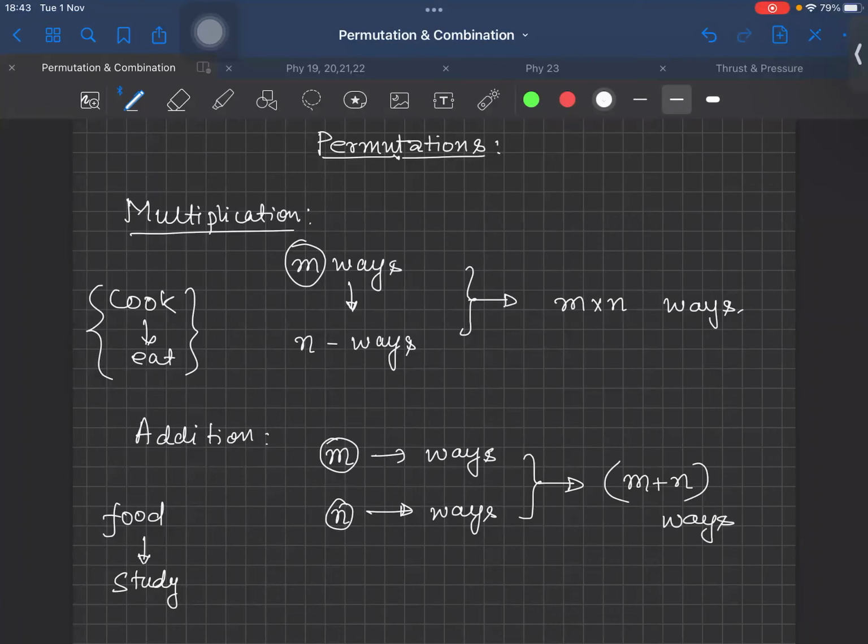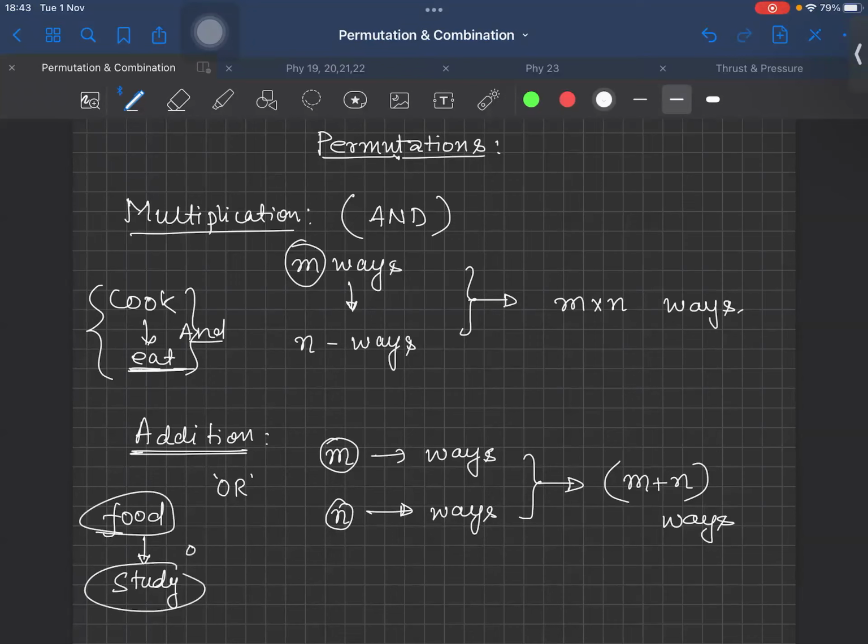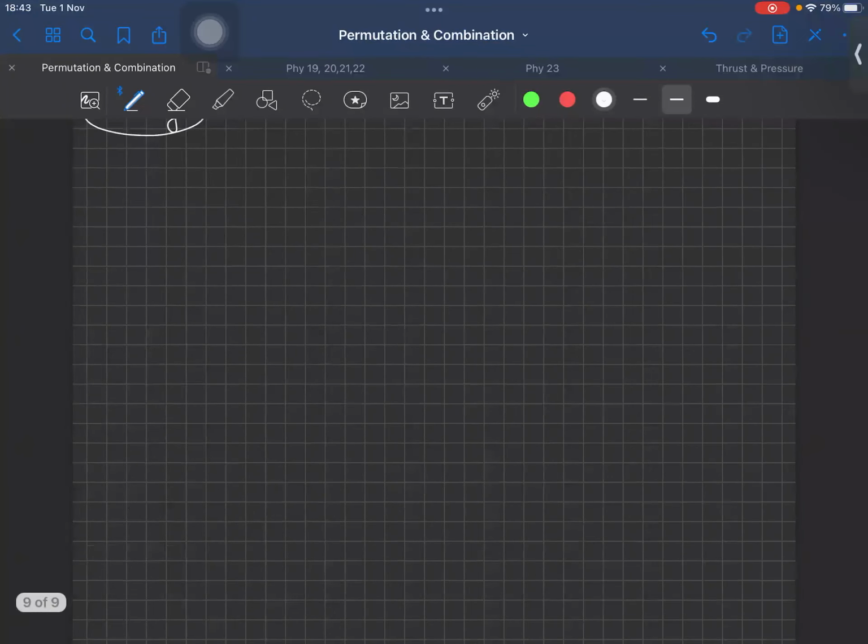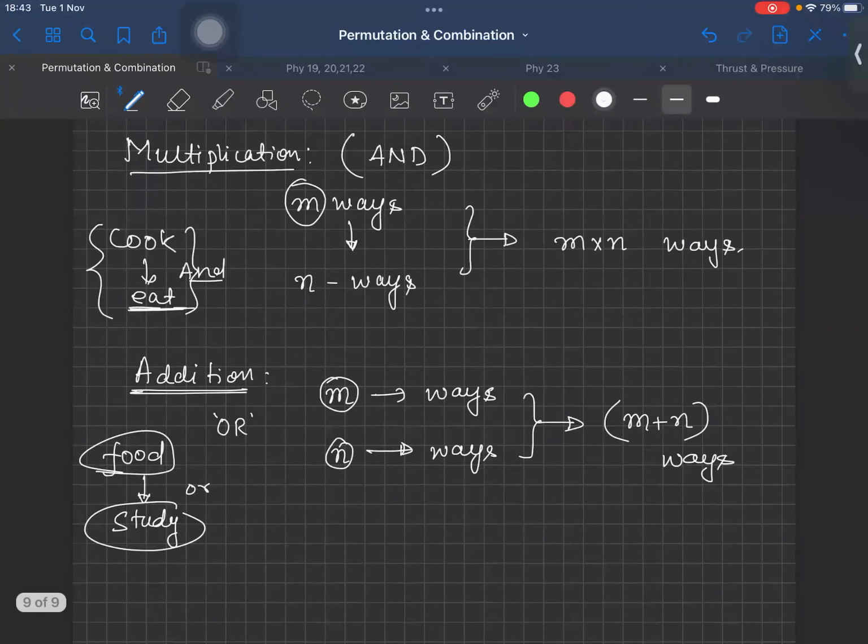Whenever there is an or statement in the English language, that time we use addition. And whenever there is an and statement, like in order to eat the food you have to cook it, that means cook and eat. And here, food and study, so either you can study or you can make your food. So an or statement is there. That's what the fundamental principle of counting says. We have done questions based on this, and today we will start permutations. Any doubt here? If you need any explanation, we can have it.